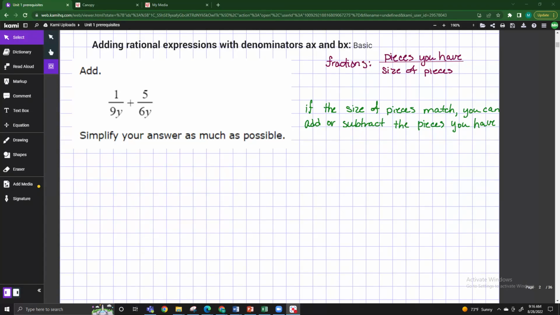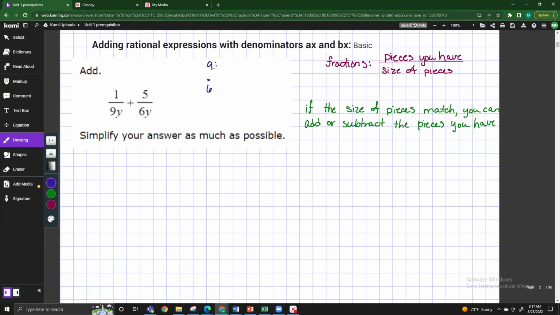So we need to see what we can change a 9y and a 6y into to make them the same size. And that's where we think of those common denominators. If I have 9 and 6, and I'm not that great with my facts, I can always start with the bigger one, because there's more pieces there. When we're breaking them down, we're breaking them into smaller pieces, but there's more pieces there. So if I think about 9, does 6 go into 9?